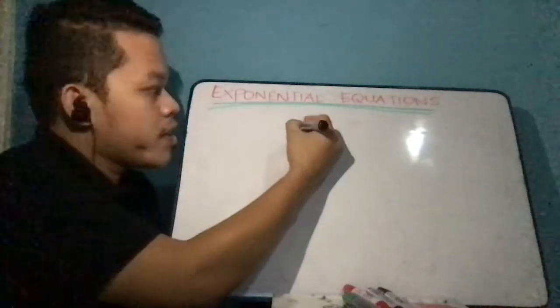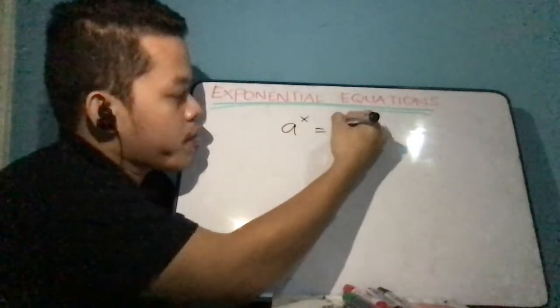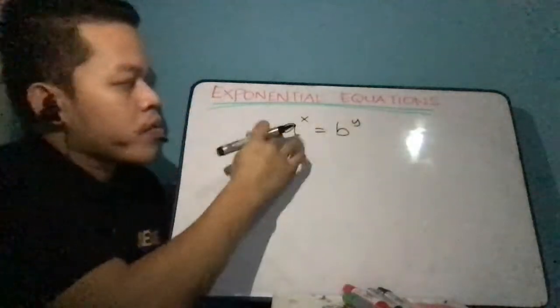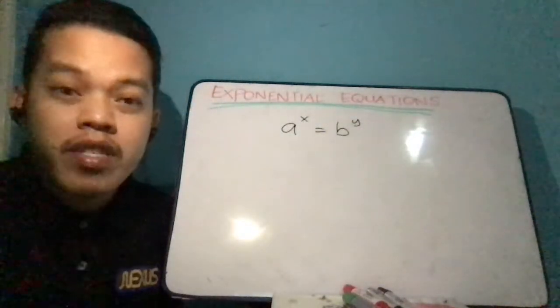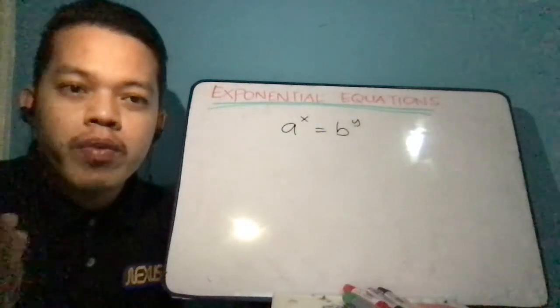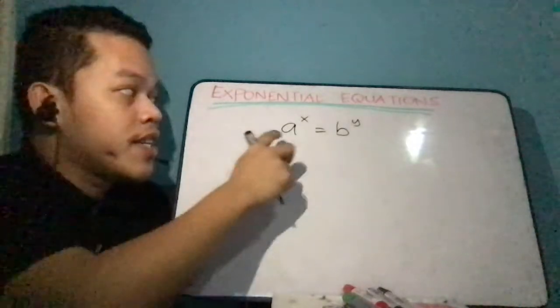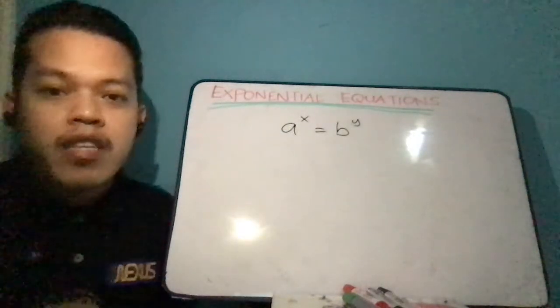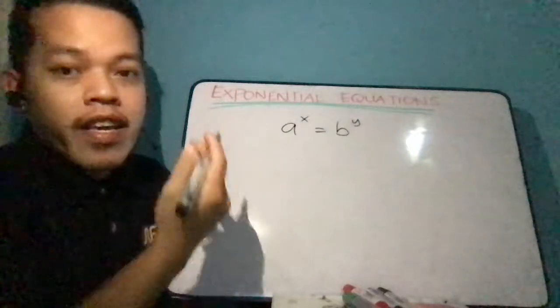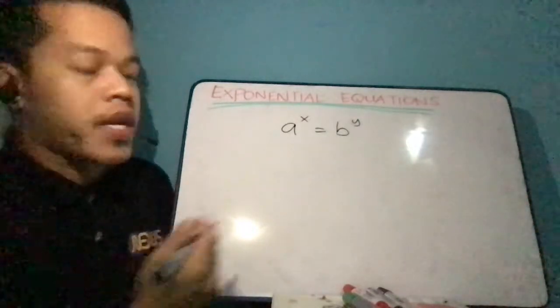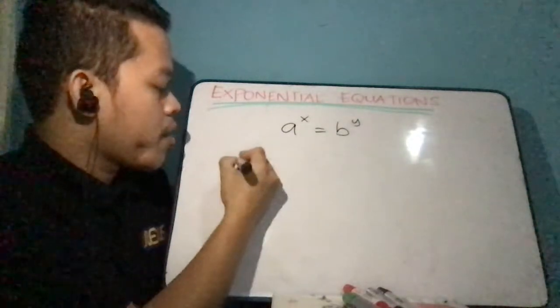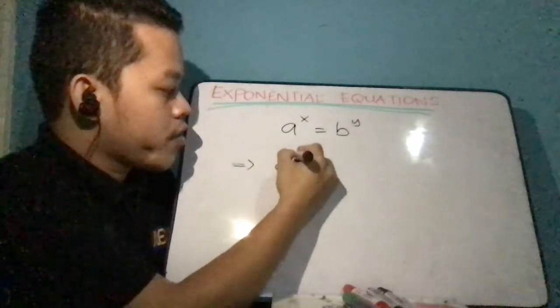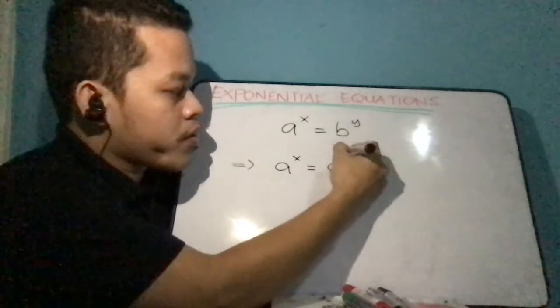So this could be in the form a to the x is equal to b to the y, where a and b are elements of real numbers, but later on you will know what are the restrictions of these values. But in this session, we will be focusing on exponential equations with the same base. Which means that I'm actually talking about a to the x is equal to a to the y.